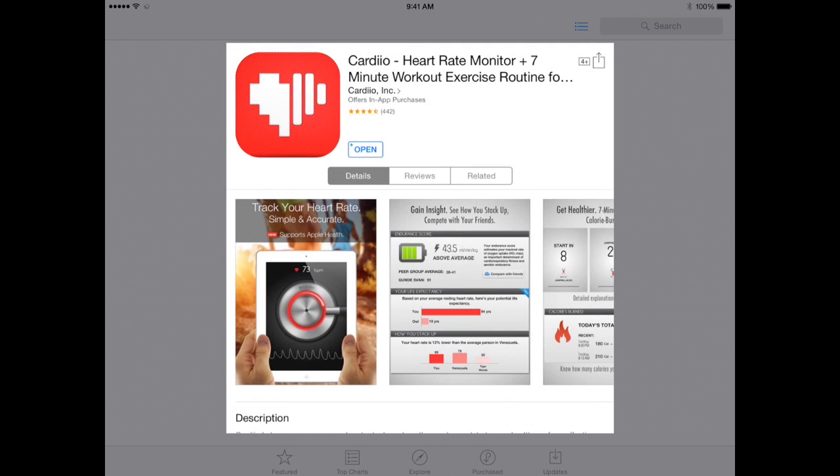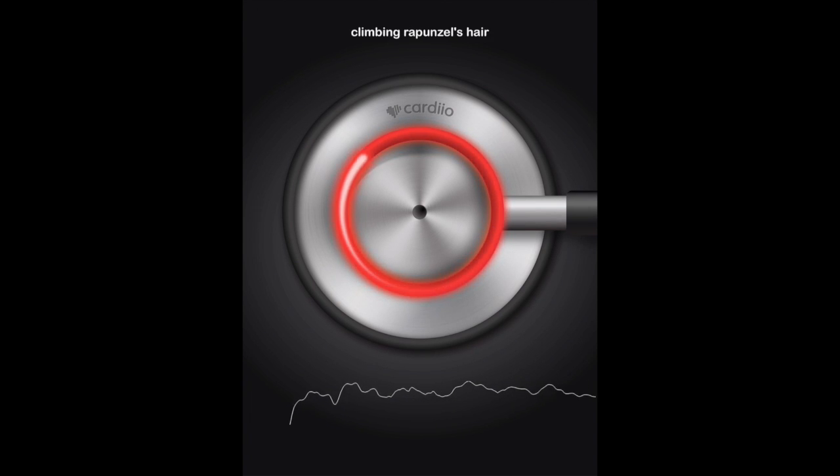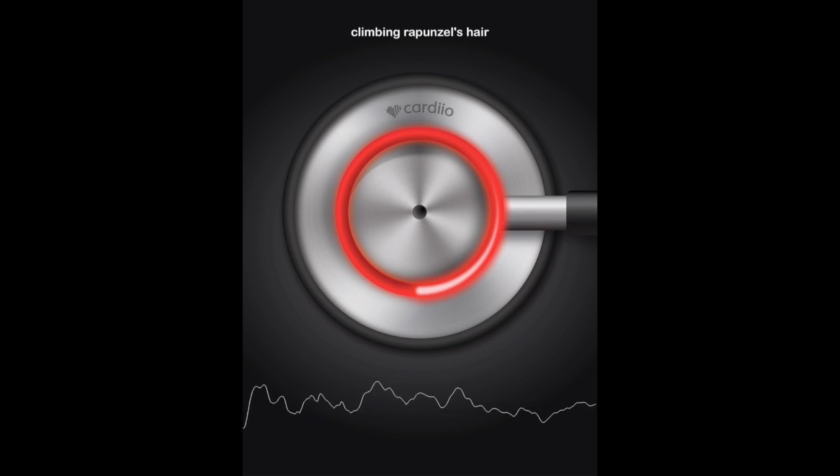It's possible to launch any native iOS app using a Bookry widget in the book. In this example, the app Cardio is launched directly from the book. Cardio is an app that measures heart rate by using the iPad's camera to detect microflashes of the face.